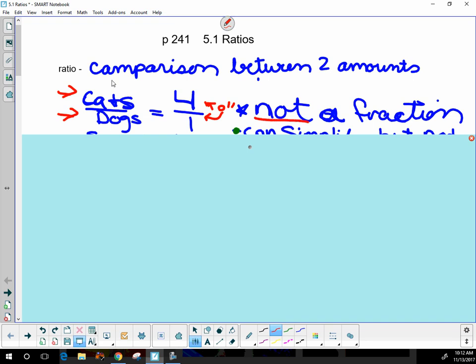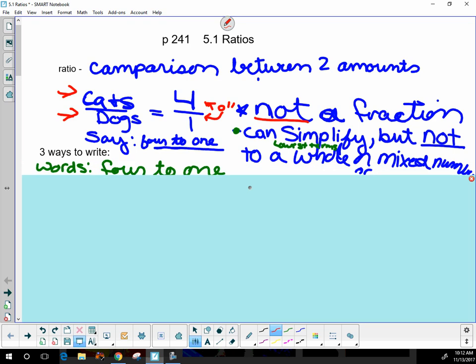And what it says over here underneath, this little green point, it says that you can simplify it, but not to a whole or a mixed number. Again, this says 4 to 1. Think about the definition of a ratio and then try to figure out for yourself why you can't write it as a whole number or a mixed number.